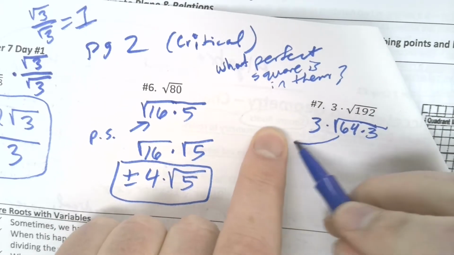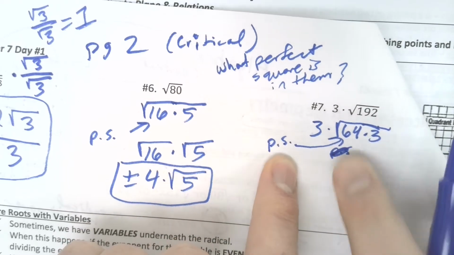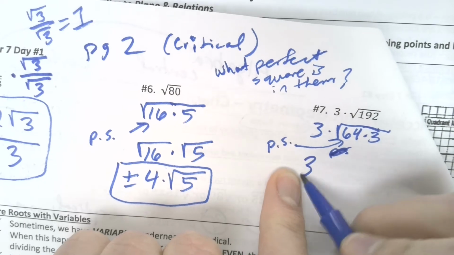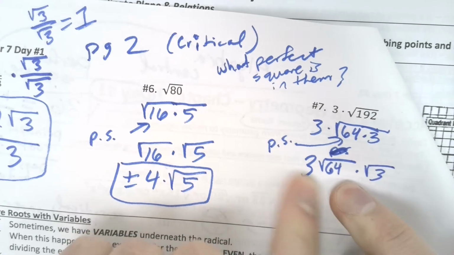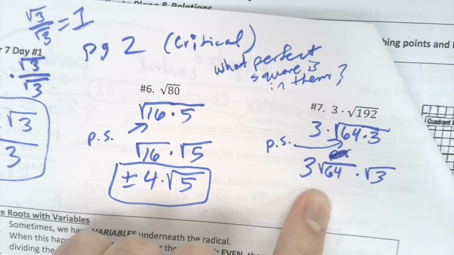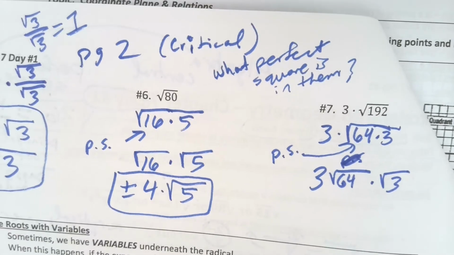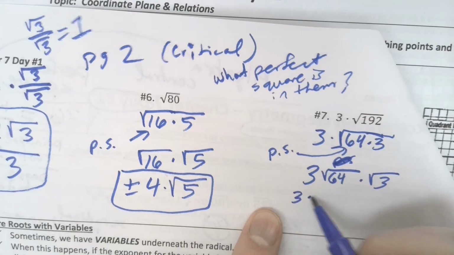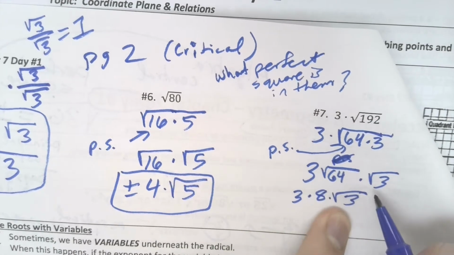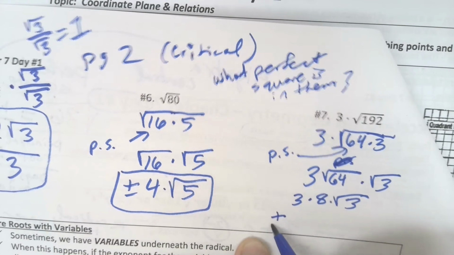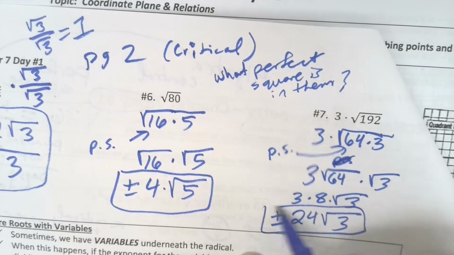So we've got the square root of 64 times 3. 64 is our perfect square. So then we know we've got 3 times the square root of 64 times the square root of 3, which then means that we've got 3 times 8. Square root of 64 is 8 times the square root of 3. And 3 times 8 will give you 24 square root of 3.